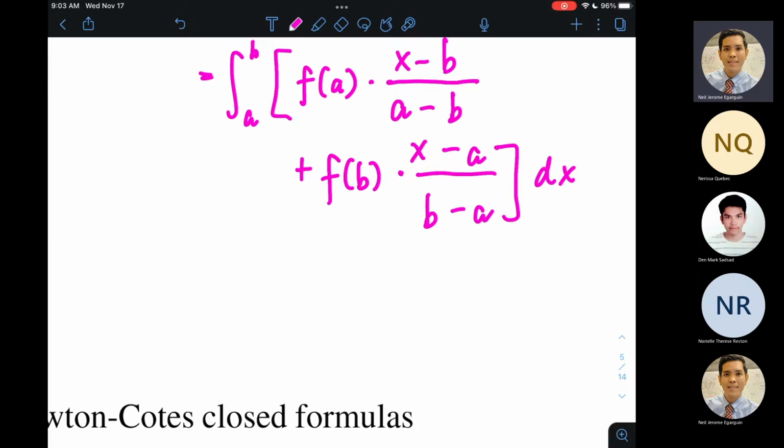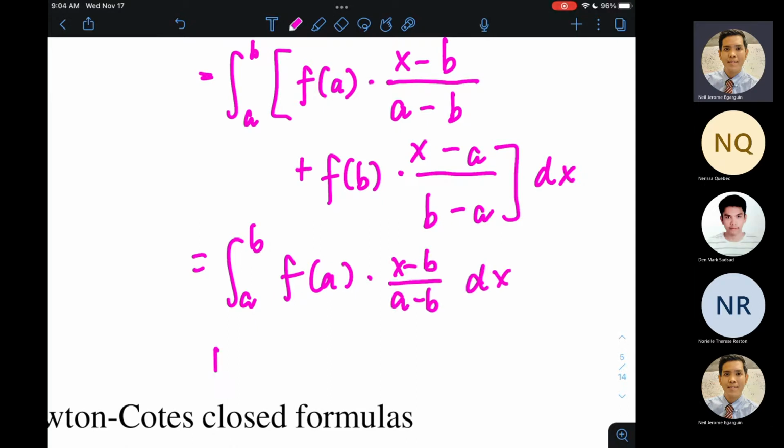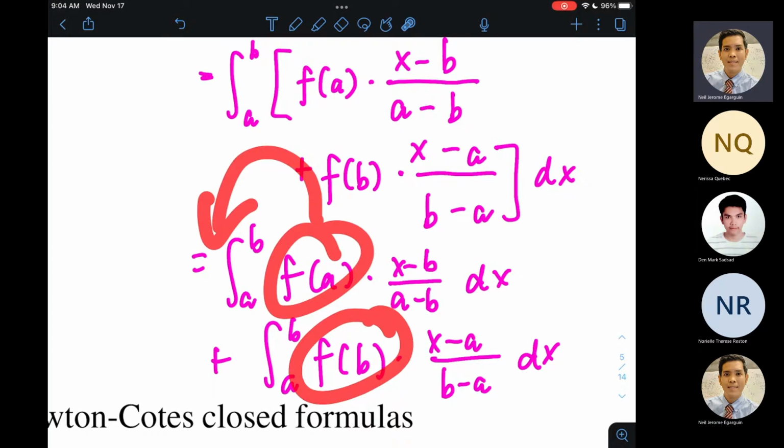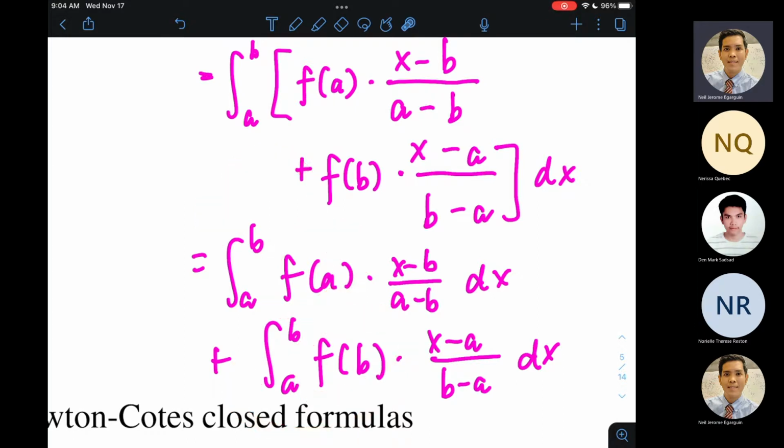And then gagamitin ko yung linearity ng integral. So pwede ko itong hatiin sa dalawa. F of a times (x minus b)/(a minus b) dx plus integral from a to b ng f of b times (x minus a)/(b minus a) dx, all right? And then f of a is a constant, it can come out of the integral. F of b is a constant, it can come out of the integral, leaving us only with the integral from a to b of (x minus b)/(a minus b), which is as promised.